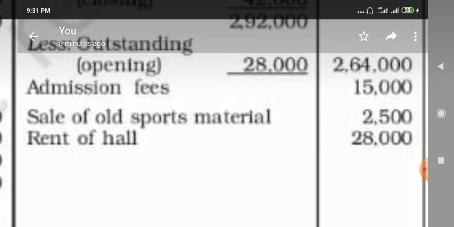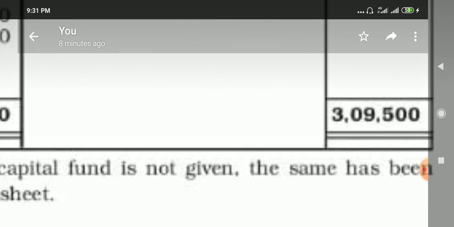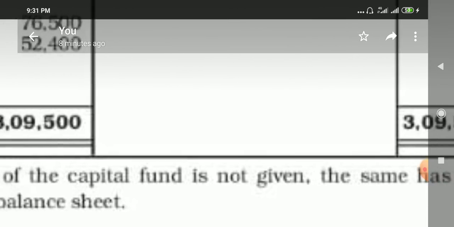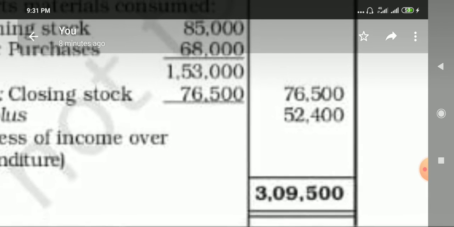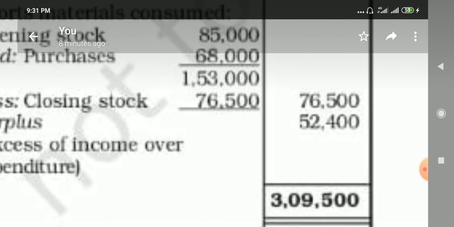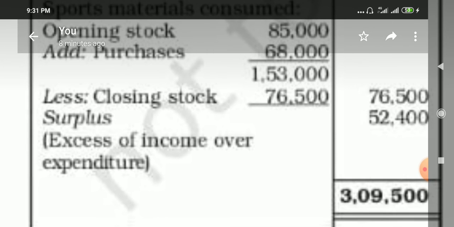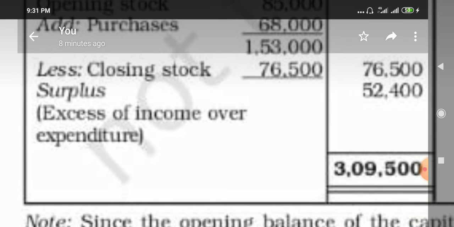Okay. Then calculating the credit side, it means income side, that amount is coming 3,09,500. Write this amount here only, 3,09,500, and then take the difference, and the difference will come 52,500. That is written as a surplus in income and expenditure account. This is the way by which we are making the income and expenditure account. Okay, income and expenditure account is clear, I think.